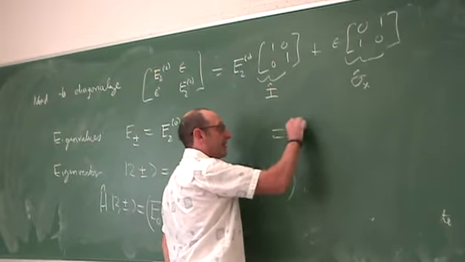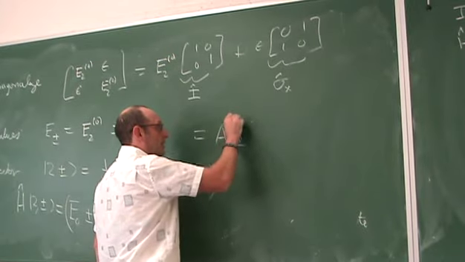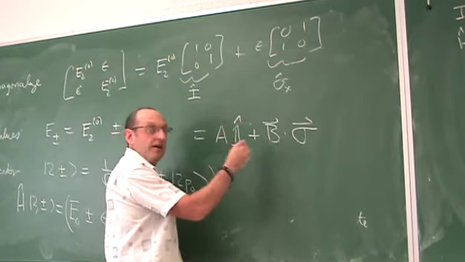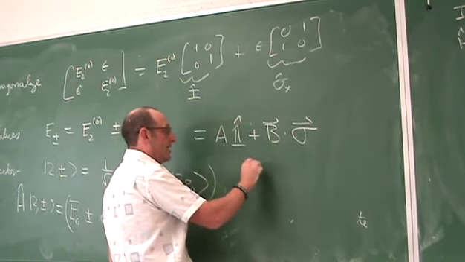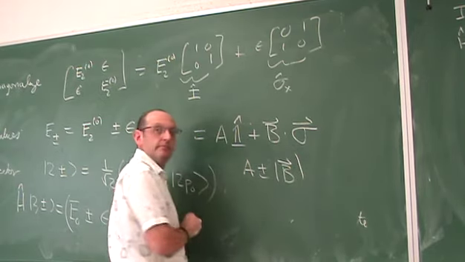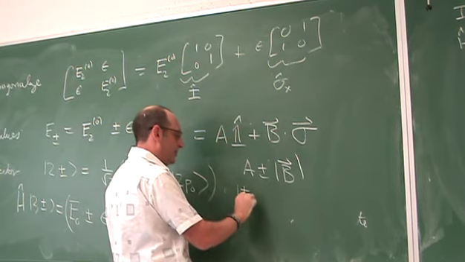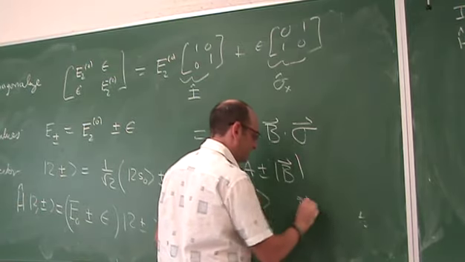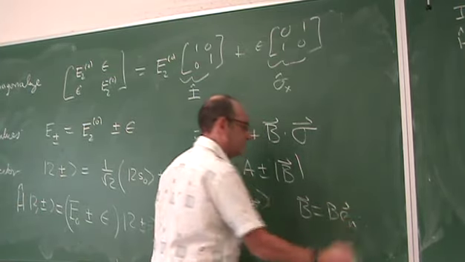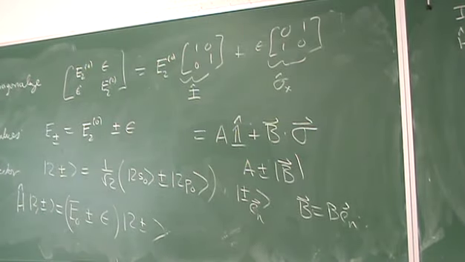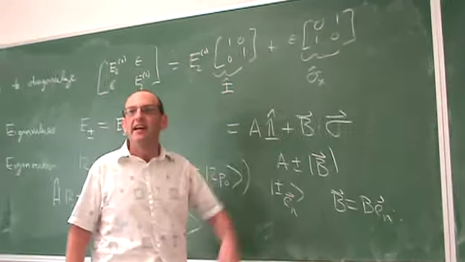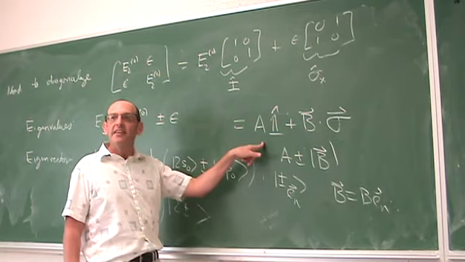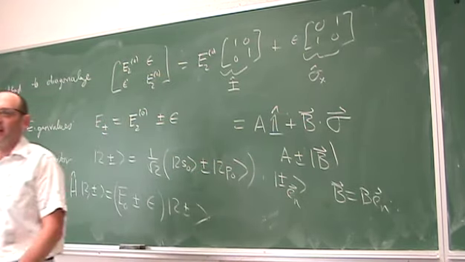So if I have a general matrix, which is A times the identity, plus B vector dotted into the sigma vector, the eigenvalues of this are A plus or minus the magnitude of B. And the eigenvectors are spin up and spin down along the direction of B. In this case, it's like a fictitious B field in the x direction. So if you give me a 2 by 2 matrix, you can diagonalize it by writing it in this form, and then you just write down the eigenvectors and eigenvalues.